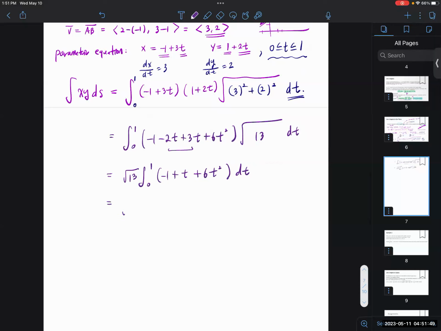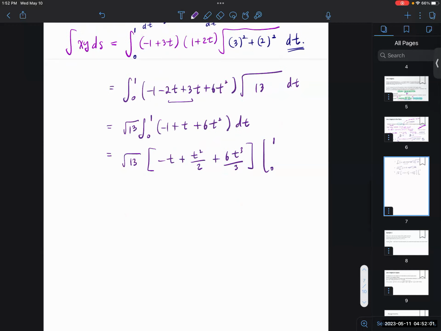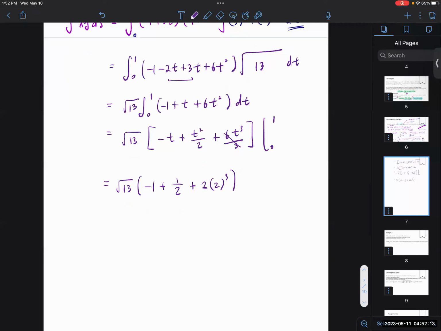And then take the integral. So what is it? -t plus t squared over 2 plus t cubed over 3, from 0 to 1. So radical 13, plugging in 1: -1, 1 over 2, and this is a 2 to the third. And then you're going to subtract 0, that is a 0. So at the end, you should get this one, positive 1 over 2. 16, 2 times 2 times 2, that is a 16.